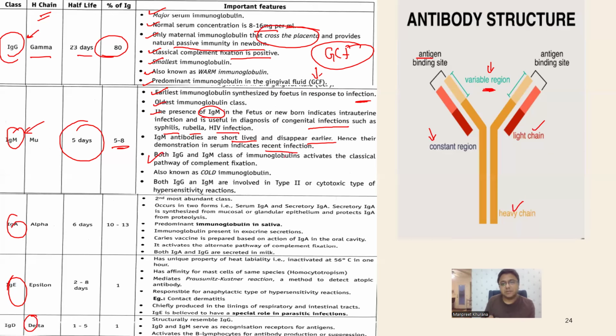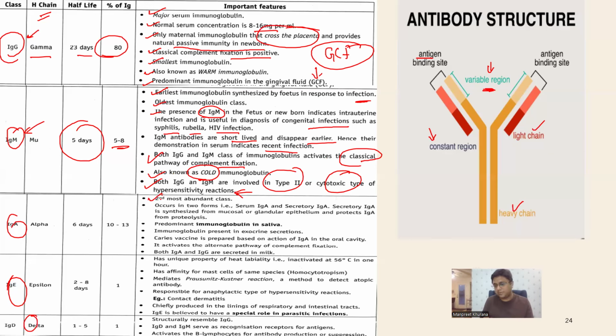Both IgG and IgM class of immunoglobulins activate the classical pathway of complement fixation. It is also known as cold immunoglobulin. Both IgG and IgM are involved in type 2 or cytotoxic type of hypersensitivity reactions. The hypersensitivity reactions we will be learning: type 1, type 2, type 3, and type 4. We'll learn them. Okay.